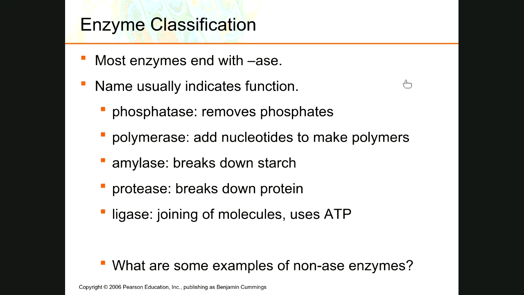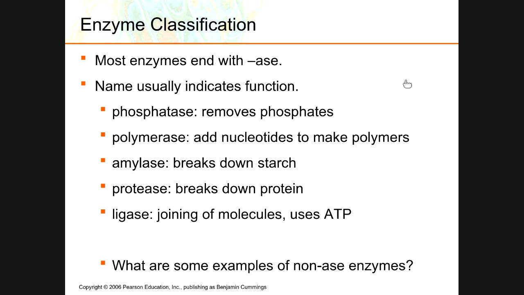Now, most enzymes end with ase. That's the standard naming convention, and the name usually indicates the function. So for example, a phosphatase removes phosphates from a molecule. A polymerase, like DNA polymerase, adds nucleotides to make polymers. And polymers are long chains of subunits.